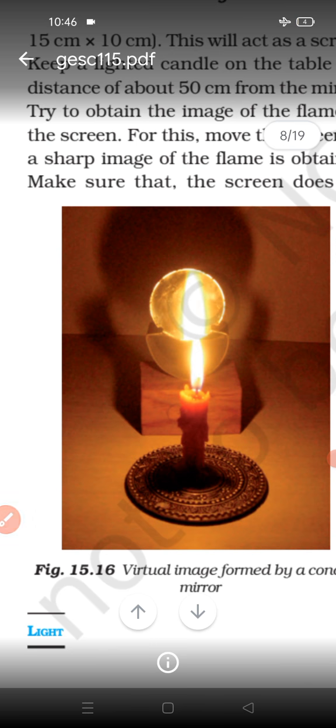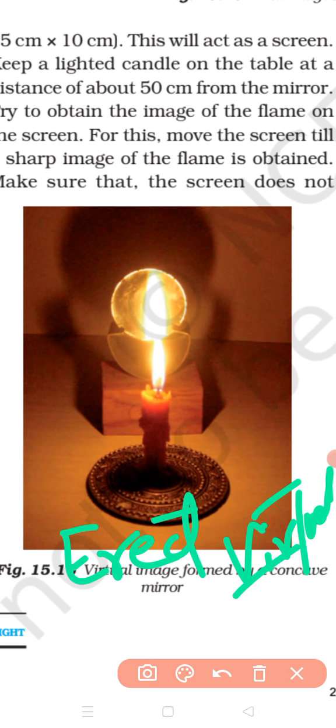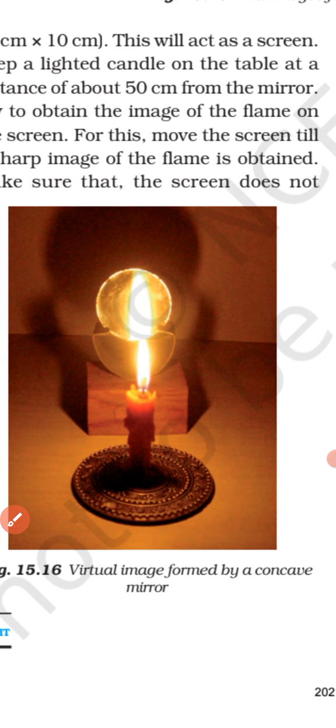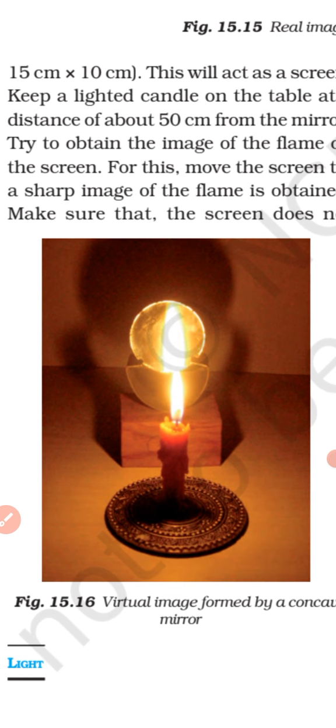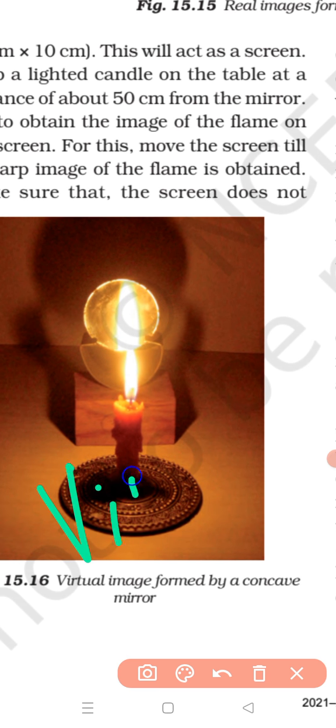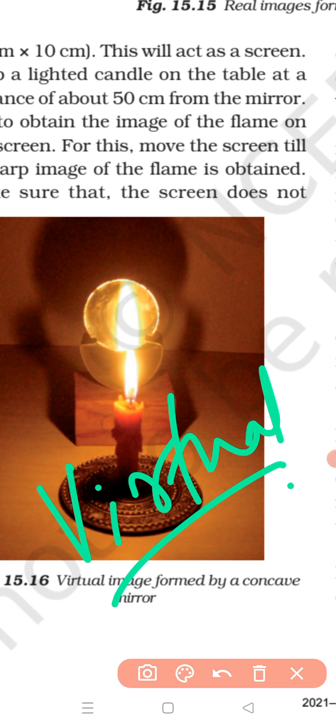Now you can see over here this figure, Figure 15.16. Virtual image formed by a concave mirror. As you can see over here, the candle is brought very close to the concave mirror, but there is no image shown on the screen. Right? The image is only formed on the mirror. This image cannot be brought to the screen. So such images which cannot be obtained on the screen are called virtual image.